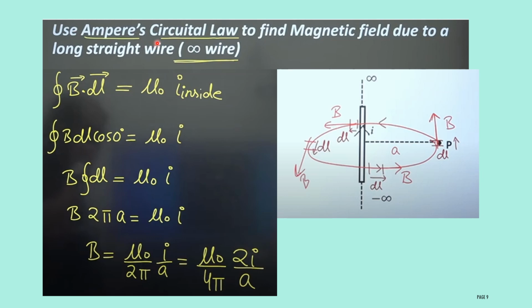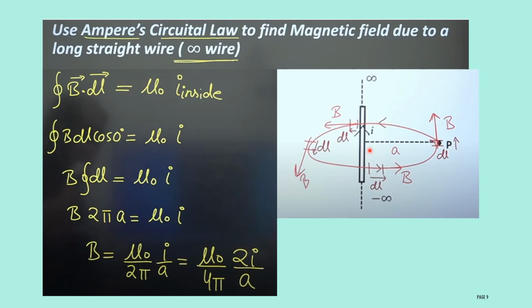Use Ampere's circuital law to find the magnetic field due to a long straight wire. Here you have to calculate the magnetic field at a point P due to a current carrying long straight wire. You don't know the length of the wire. This is a long straight wire, and this is the point P at a distance A from the wire.